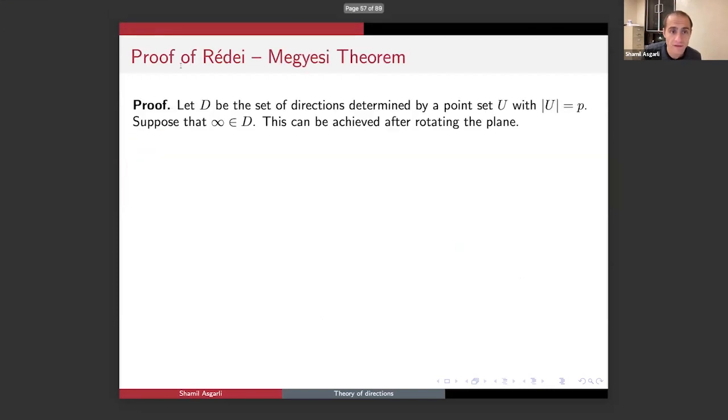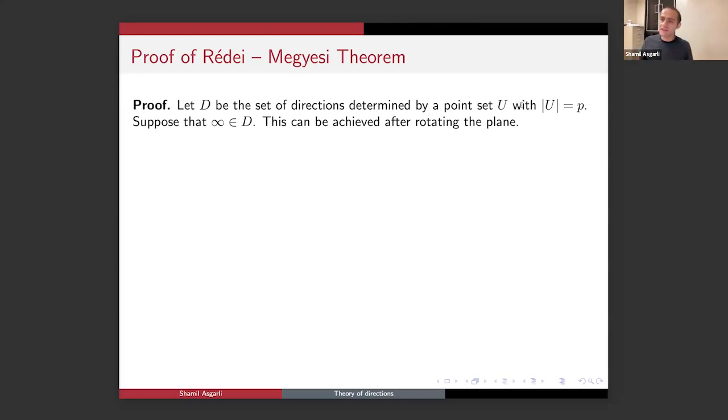Okay, so let's go on. So now we are ready to prove the Rédei-Megyesi theorem. Our goal is to show that if you have a set U of p points where p is prime, then either the set U determines a line, so all the points in U are on a line, or they determine at least (p+3)/2 distinct directions.